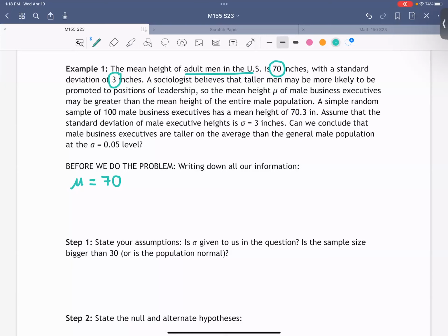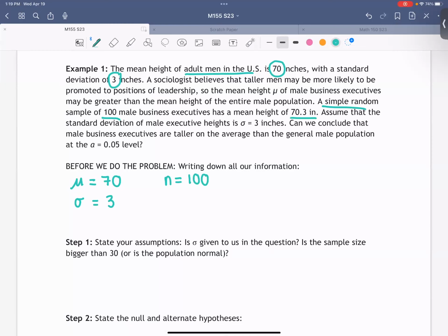So is 3 population or sample? Population, right? Still didn't talk about the sample yet. And it's in the same sentence as the population mean. This is sigma. Sigma equals 3. Okay. Sociologist believes that taller men might be more likely to be promoted, blah, blah, blah. Once we get to this sample, we have a simple random sample of 100 male business executives. That looks like a sample size to me, right? N equals 100. It says a simple random sample has a mean height of 70.3.